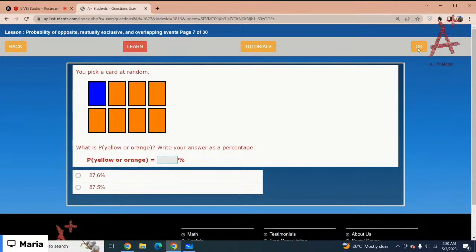Okay, you pick a card at random. What is the probability of yellow or orange? You don't have yellow color here, you just have orange. 1, 2, 3, 4, 5, 6, 7. You have 7 over 8 and you need to multiply it by the 100. Let me just do 7 divided by 8. That would be 87.5%. The correct option is 87.5%.